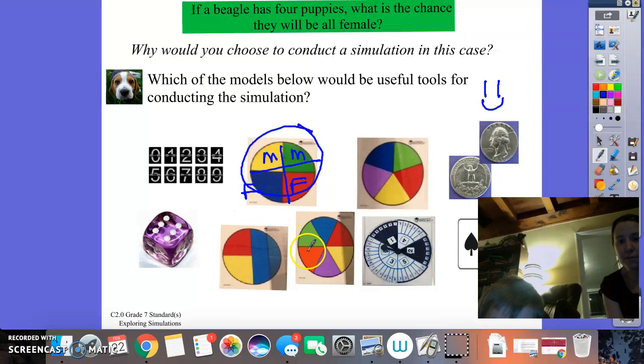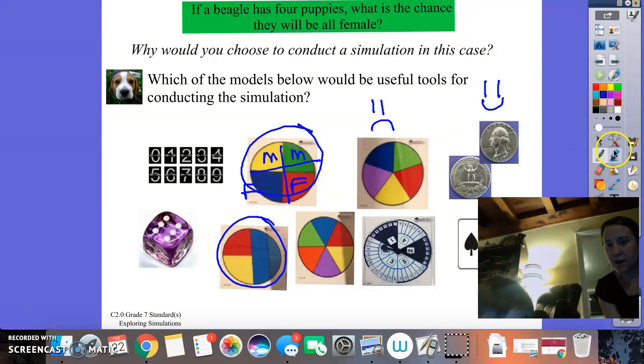The problem with some of these other spinners, though, this one has 5 sections. There's not really a way that I could divide that up equally so that you're actually representing having a 50-50 chance of having male or female puppies. So that one wouldn't be the best choice. And then same thing with this one. There are 3 sections, and one is twice as large as the other.